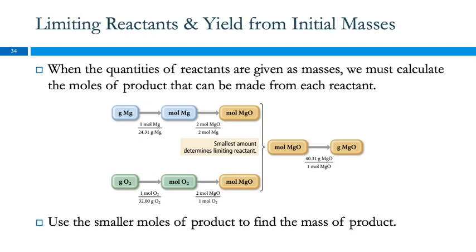So when we're given quantities as masses, which is typically what happens, we have to calculate the moles of product that can be made from each reactant, and use the smaller moles of product to find the mass of the product. So this is the plan of attack given in the textbook, and this is an entirely valid way of doing it. And if this makes sense to you, you go right ahead. I'm going to show you something that maybe takes a tiny bit longer, but requires less thinking, right? So this is what I prefer to do.